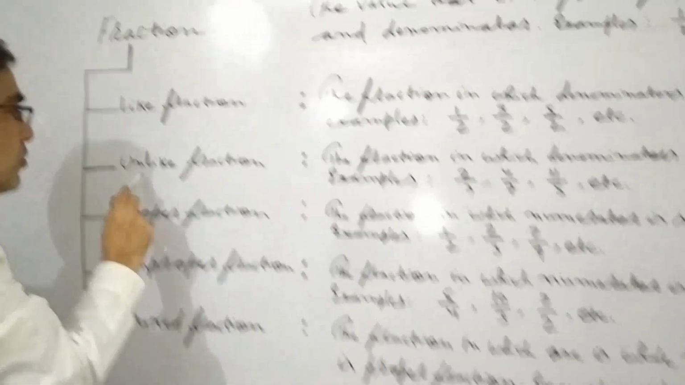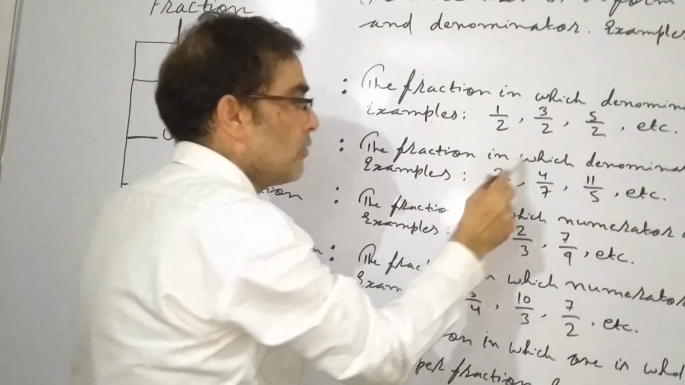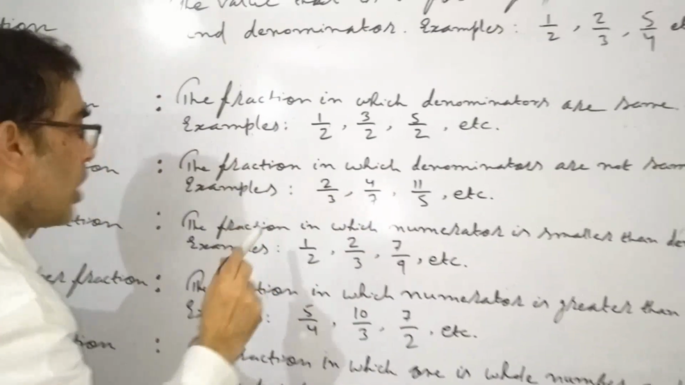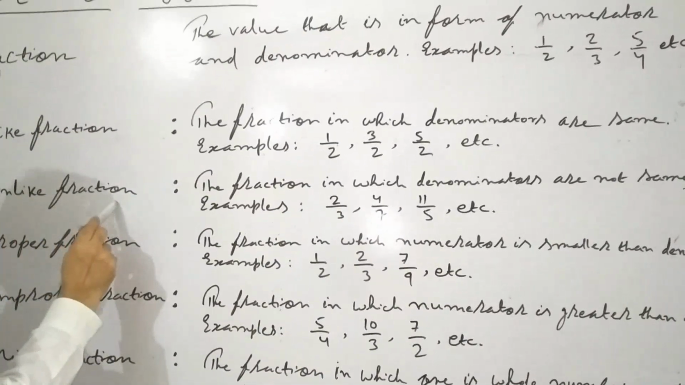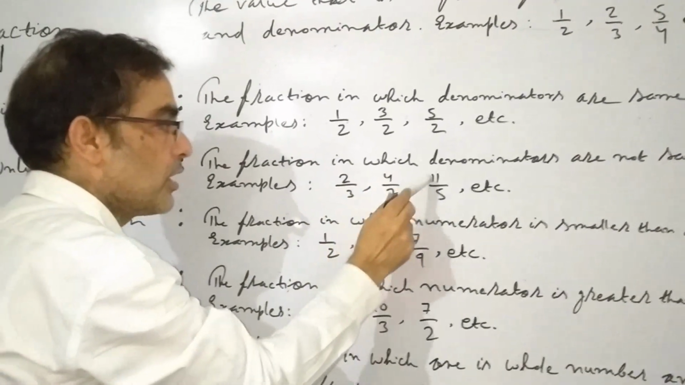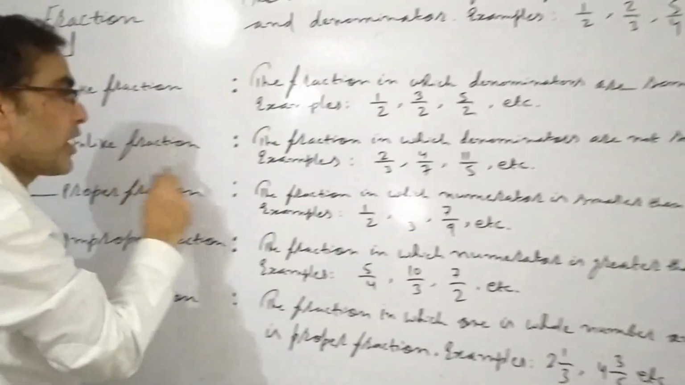And now let us know unlike fractions. The fraction in which denominators are not the same is called an unlike fraction. Examples here: 2 by 3, 4 by 7, 11 by 5, etc. are the examples of unlike fractions.